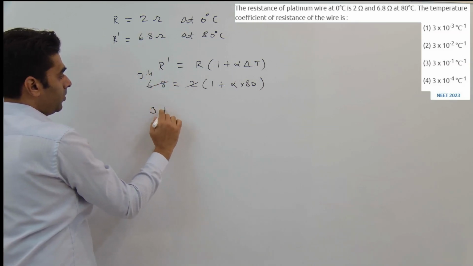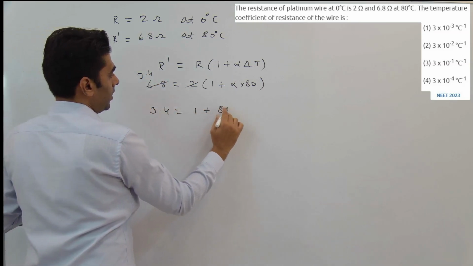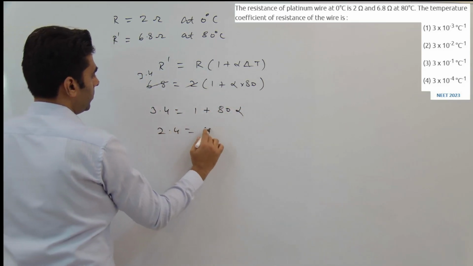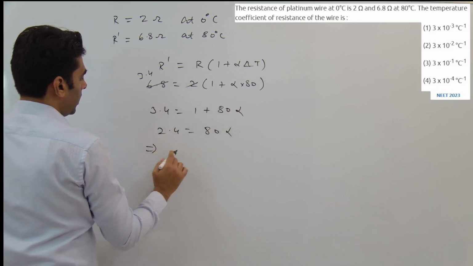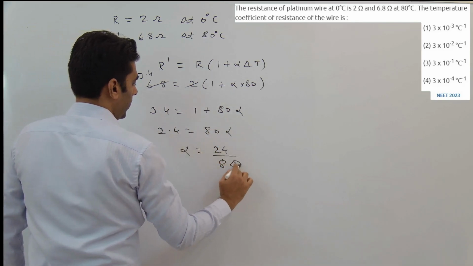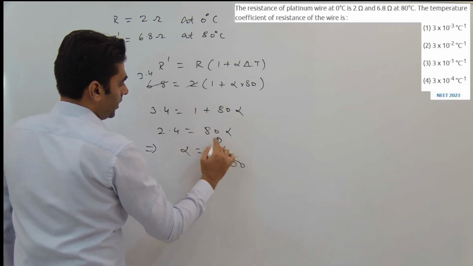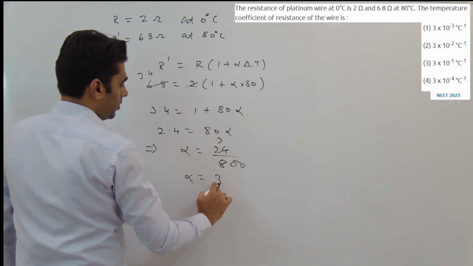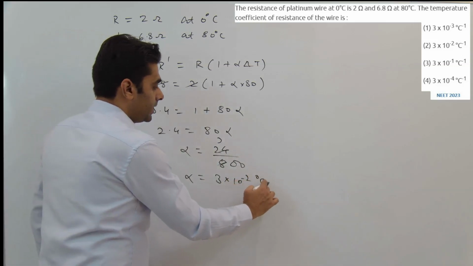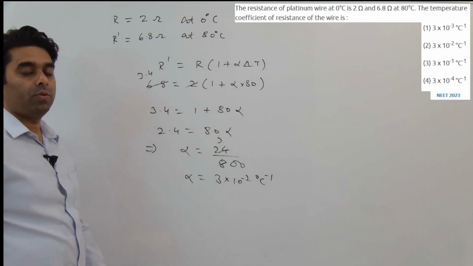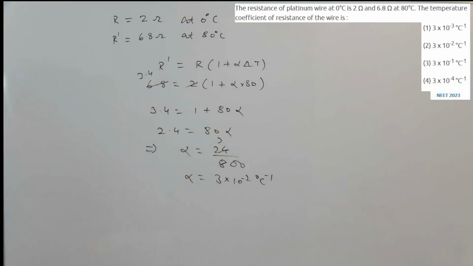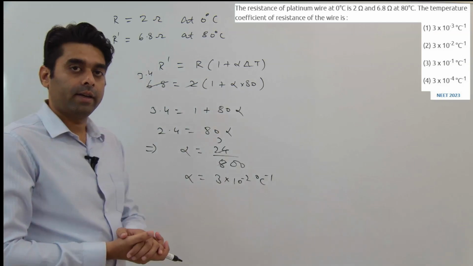3.4 is equal to 1 plus 80 alpha. We'll get over here 2.4 is equal to 80 alpha. So alpha value comes out 24 by 800, which becomes 3 into 10 power minus 2 degrees Celsius inverse. This will be the answer. Option number second. Second option is our correct answer, right?